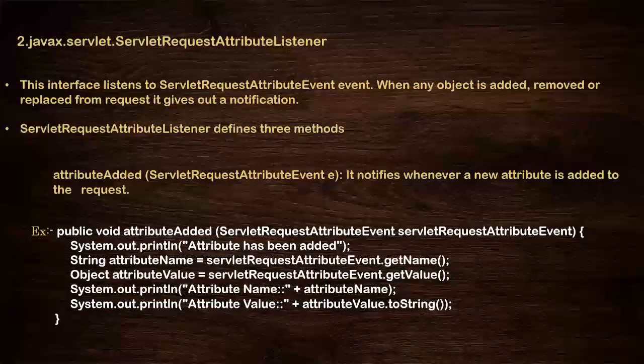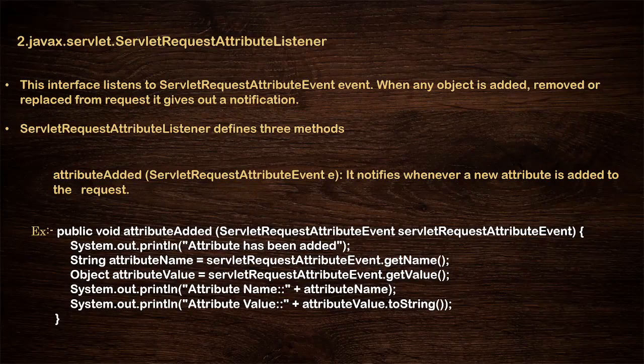Second one is javax servlet request attribute listener. This interface listens to servlet request attribute events. When any object is added, removed, or replaced in the request, it gives out a notification. Servlet request attribute listener defines three methods. Attribute added: notification when a new attribute is added to the request. That is the example for this method.